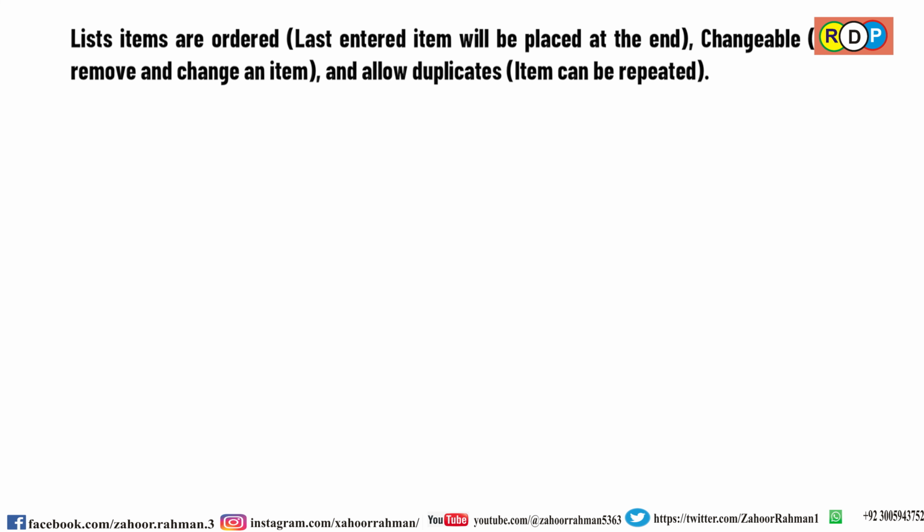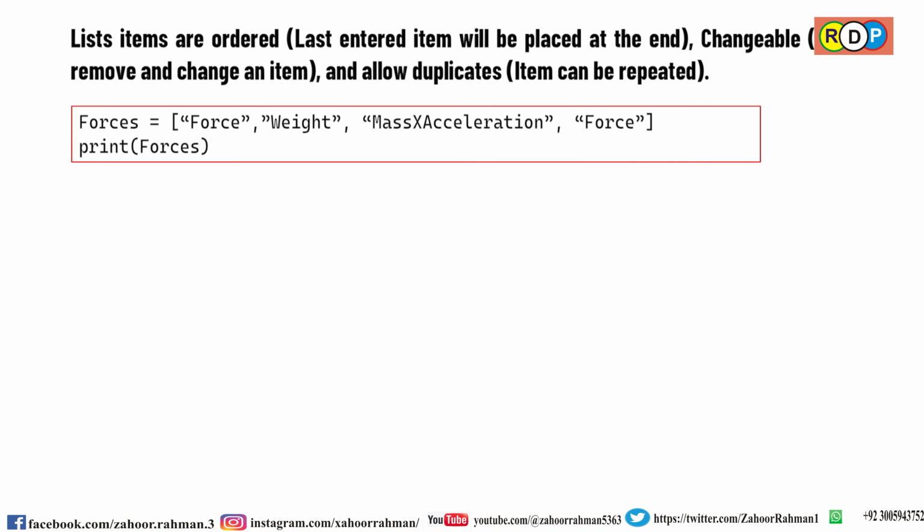The second property is list items are changeable. What does it mean? It means that we can add, remove, or change an item. And the third most important property is that lists allow duplicates. Yes, duplicate values are allowed, so items can be repeated. How? Let us understand that with the help of a program.